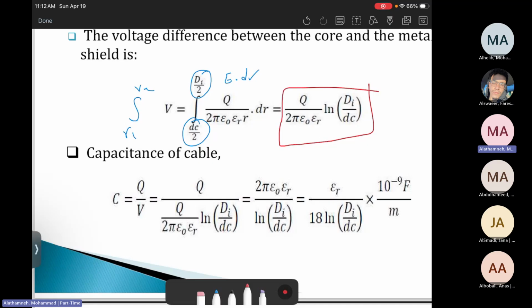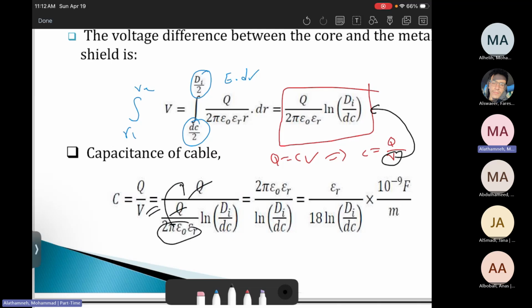To calculate the capacitance, as we know, Q equals C times V, therefore C will be Q over V. Then Q over V, we already have the voltage equation here. We can substitute it. Q and Q cancel each other, and this will move from the denominator to the numerator. Then 2 pi epsilon naught epsilon r divided by ln DI divided by DC.